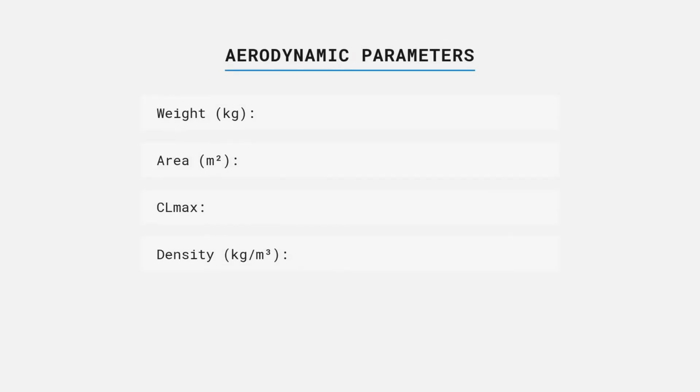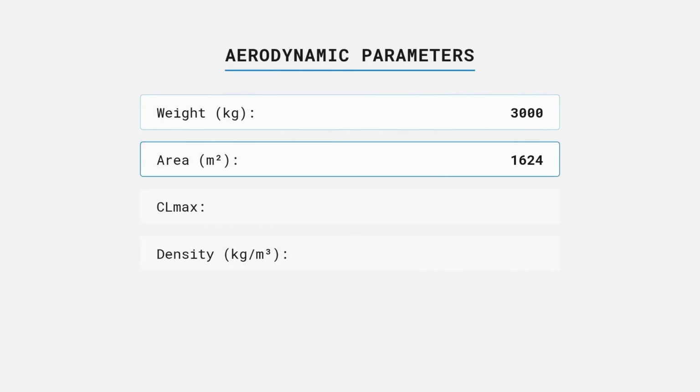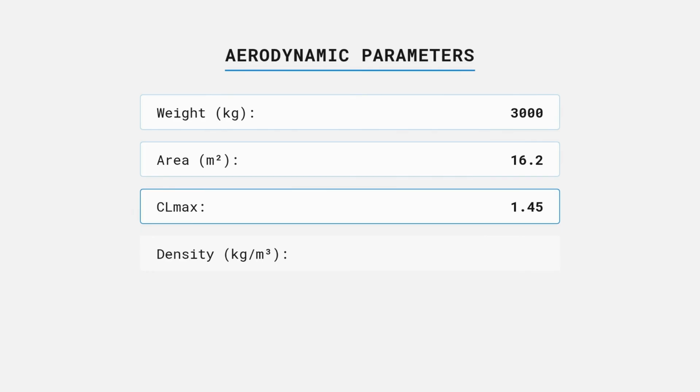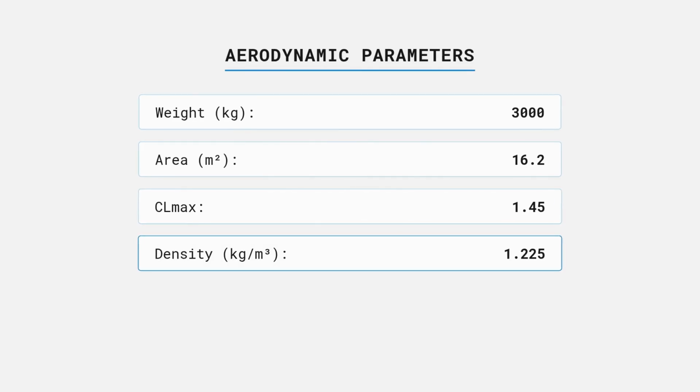For our example, I'll input aircraft weight of 3,000 pounds, wing area of 16.2 square meters, maximum lift coefficient of 1.45, and air density of 1.225.